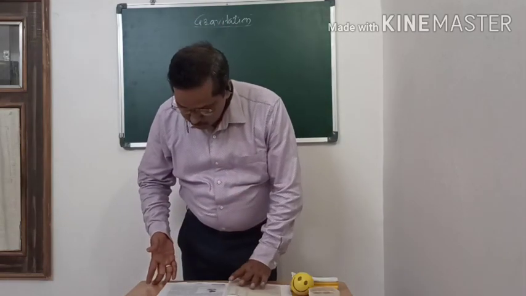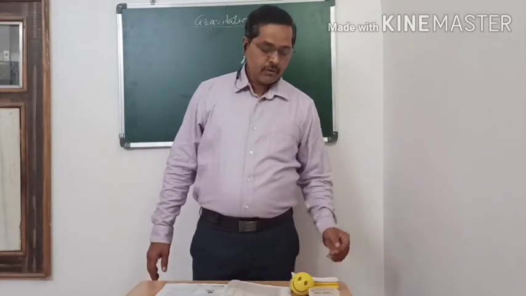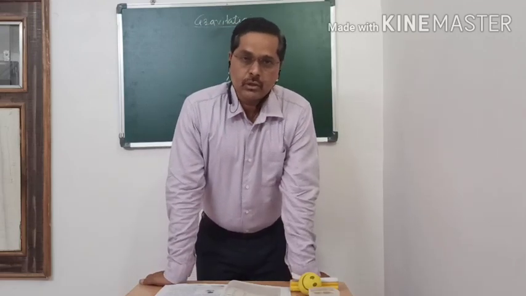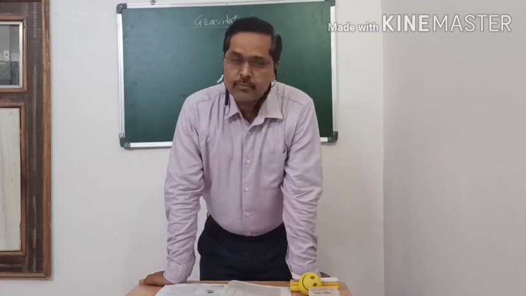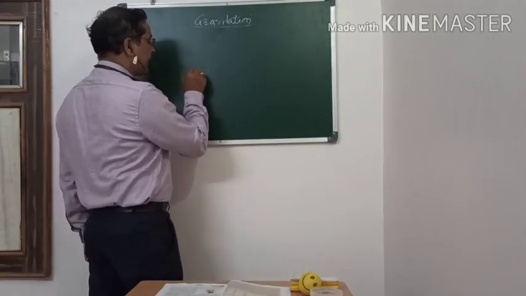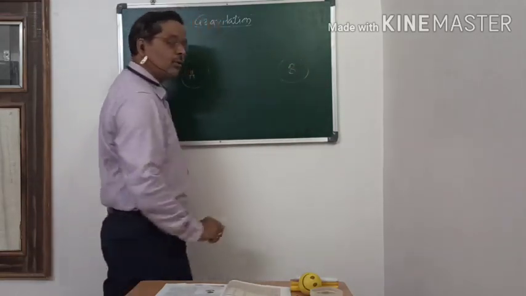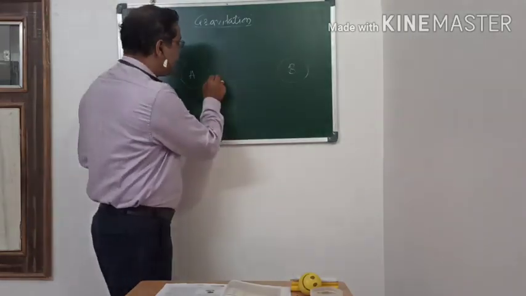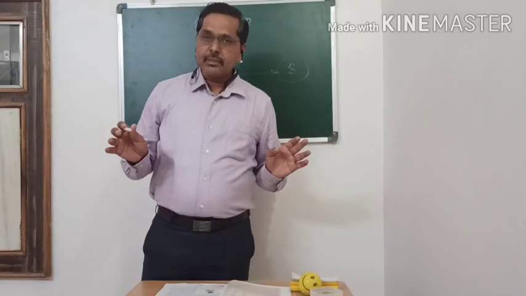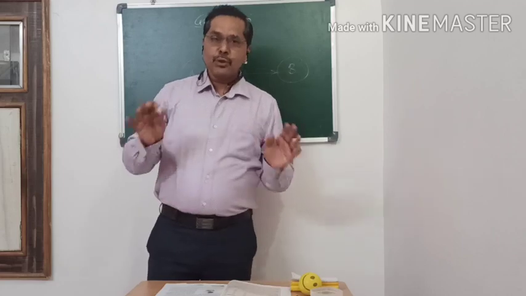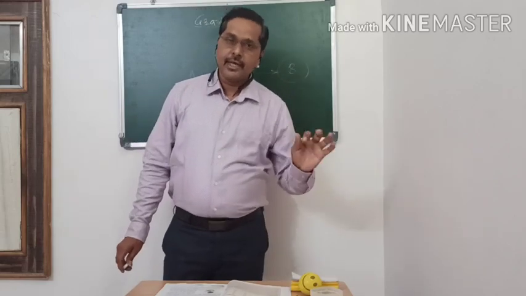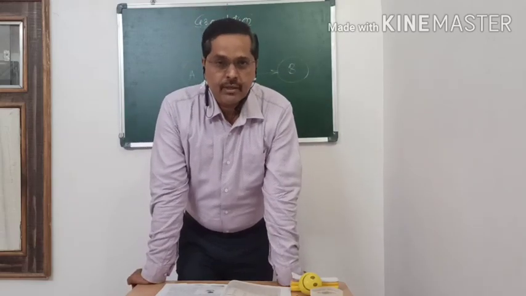The last question: what do you know about the gravitational force? Friends, we already learned that the gravitational force is a long distance force. It acts between any two objects. Suppose this is A and this is B. These are two objects, then gravitational force acts between these two objects. It is an attraction force and it is a long distance force. That means not only on Earth but in the universe, any two objects, the gravitational force acts between them.